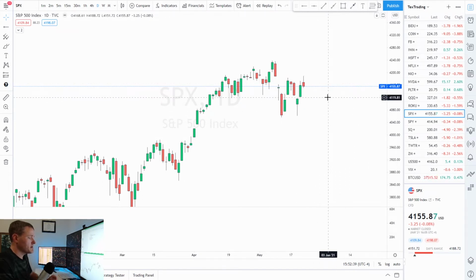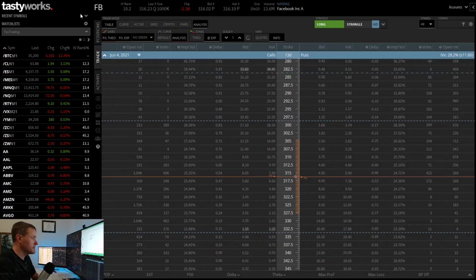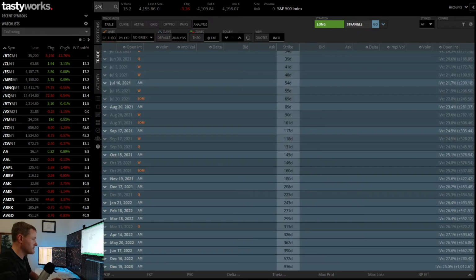So for credit spreads, let's say, for example, that we feel pretty secure that this low here, about 4050 or so, is secure. We don't think the S&P 500 is going to break that. So if we wanted to come in and sell a spread down here that would make money as long as the S&P stays above that, what we could do is come in and look at that 4050 strike price on the put side. So we go back to Tastyworks and let's load up SPX.